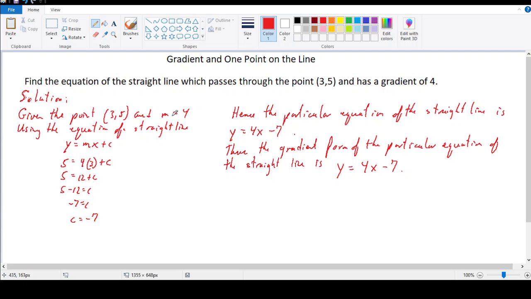So we were given the gradient and we were given a point on this specific line. So we use the equation of a straight line by substituting x and y, and we solve for c. Having solved for c, we then substitute into the general equation of the line, and that gives us y equals 4x minus 7. And that is how we find the equation of a line given a point and the gradient.